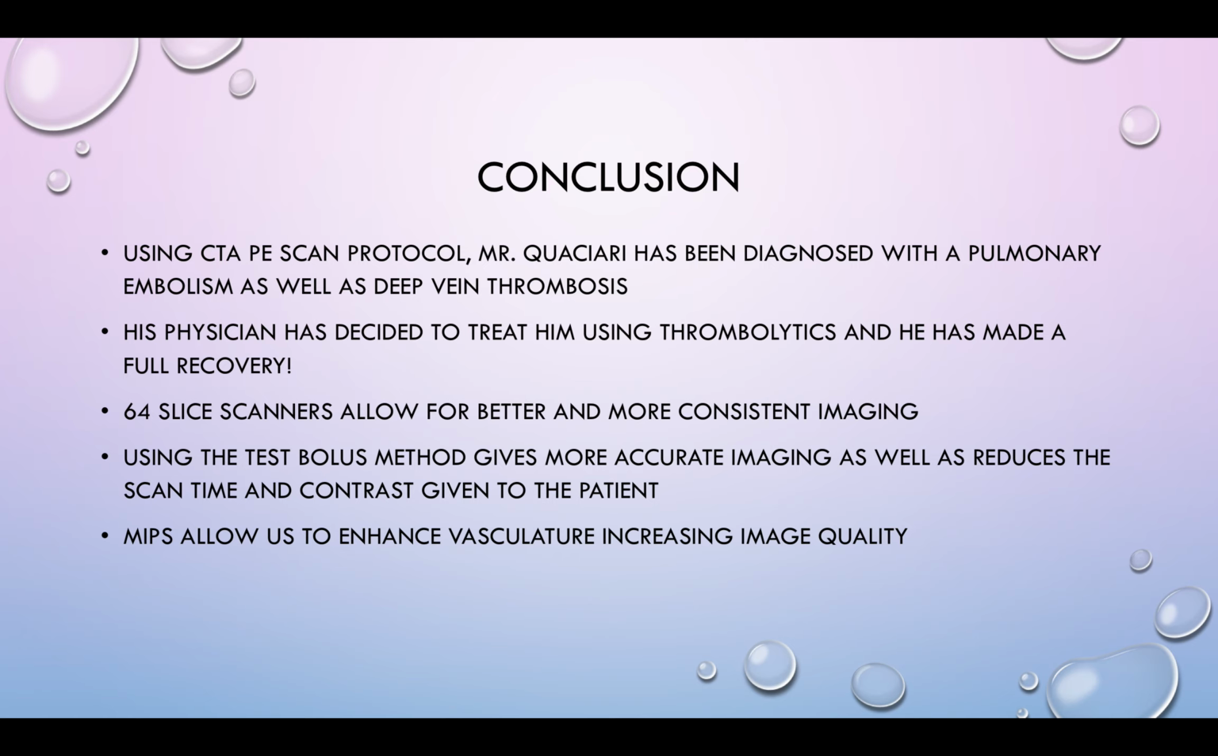Conclusion. Using the CTA pulmonary embolism scan protocol, Mr. Quichari has been diagnosed with a pulmonary embolism as well as deep vein thrombosis. His physician has decided to treat him using thrombolytics and he has made a full recovery. 64 slice scanners allow for better and more consistent imaging. Using the test bolus method gives more accurate imaging as well as reduces the scan time and contrast given to the patient. MIPs allow us to enhance vasculature, increasing image quality.